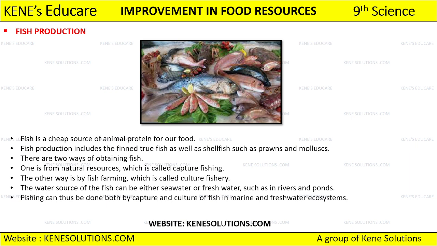There are two ways through which we obtain our fishes. One is the natural source, where we go and capture the fish, which is called capture fishing. The other one is fish farming, which is called culture fishery. And the water source of the fish can either be seawater or fresh water.